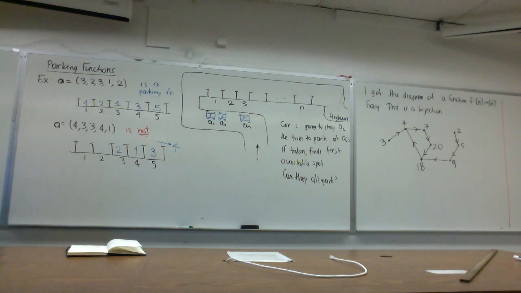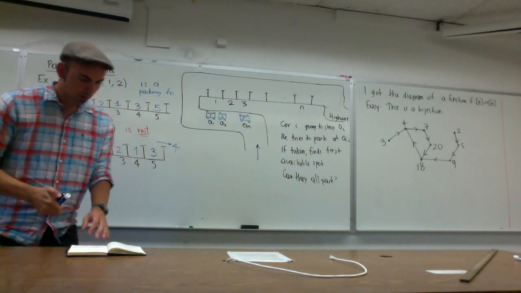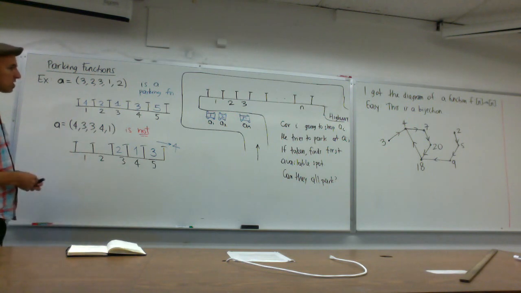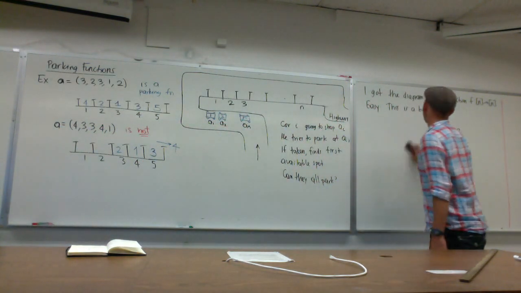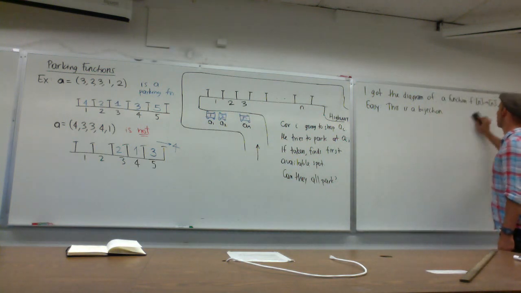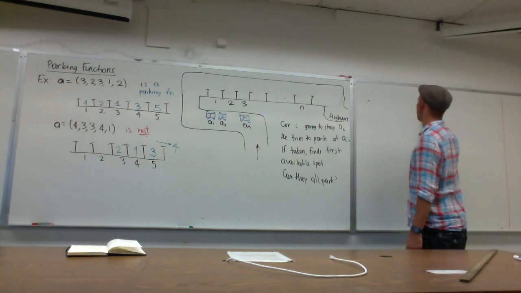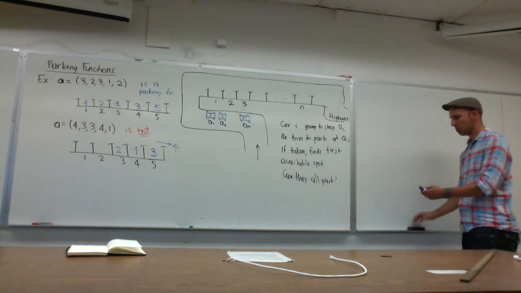Okay, so is it clear what parking functions are? Okay, so the question is when this works out, when this doesn't work out. So why is it that it didn't work out for that second set of preferences?